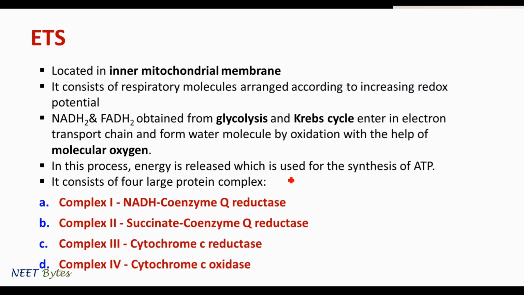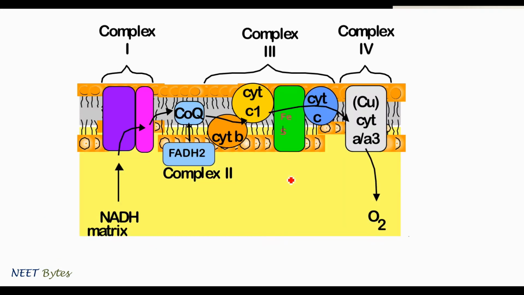First of all, we will see how these complexes are located within the inner membrane. Have a look at the diagram. You can see that this is complex 1. It is the acceptor of the NADH that is formed in the mitochondrial matrix. Complex 2 is a membrane-linked enzyme. Then there is complex 3, which consists of cytochrome B, C1, and finally complex 4, which consists of cytochrome A and A3. This also acts as the terminal oxidase.